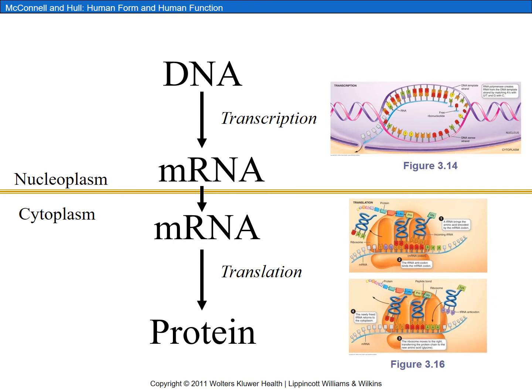I want you to know that DNA is used to make messenger RNA, that this process is called transcription, and that it occurs in the nucleus. I want you to know that messenger RNA then leaves the nucleus and enters the cytoplasm. There, it finds its way to a ribosome, and the ribosome reads the messenger RNA molecule and uses its code, or sequence of nucleotides, to assemble a polymer of amino acids into a protein, and that this process is called translation.